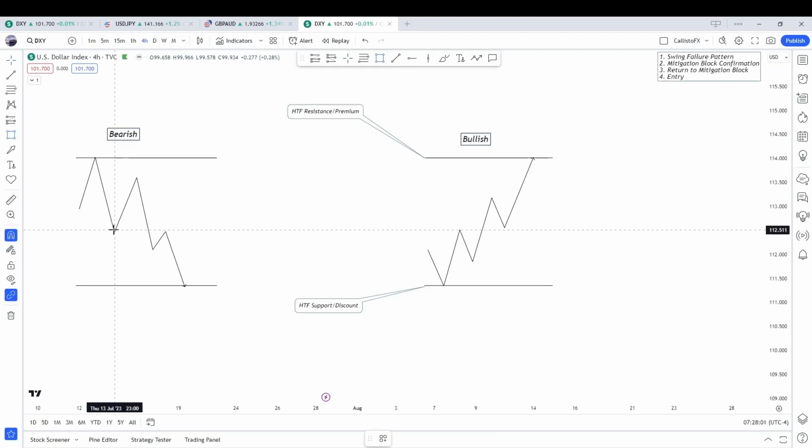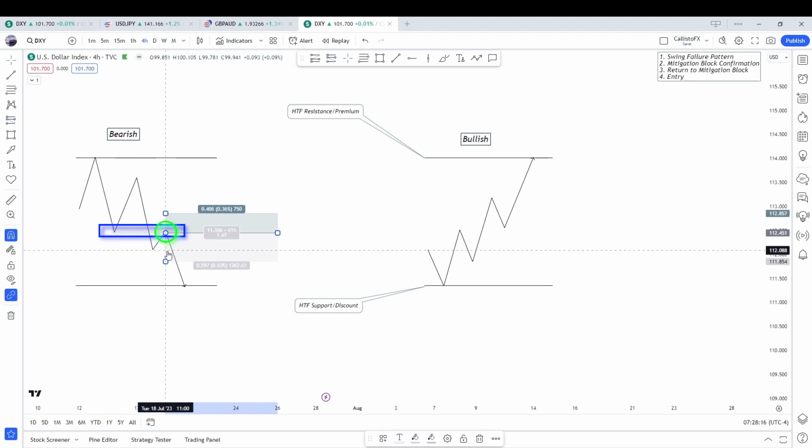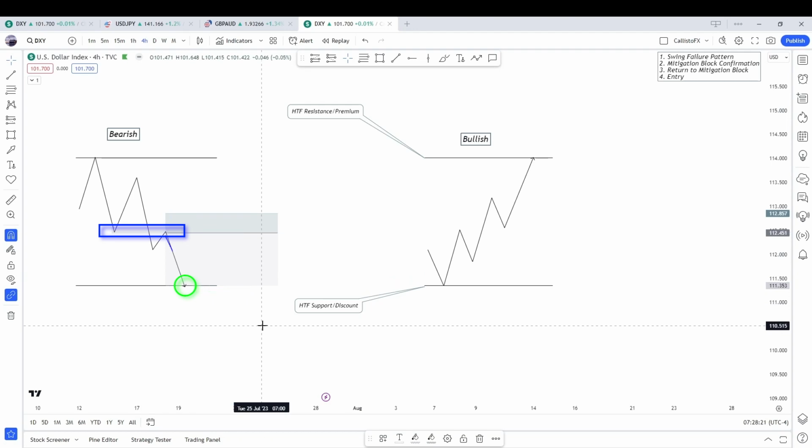That's why our point of focus will be this area over here, and this is where us ICT traders can go for a sell order. When price returns to the mitigation block, we can place our sell order here and we can have our TP at the support or discount area.